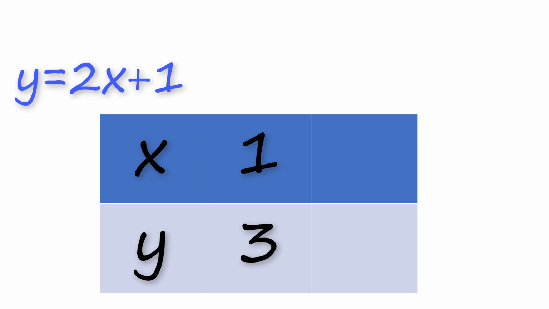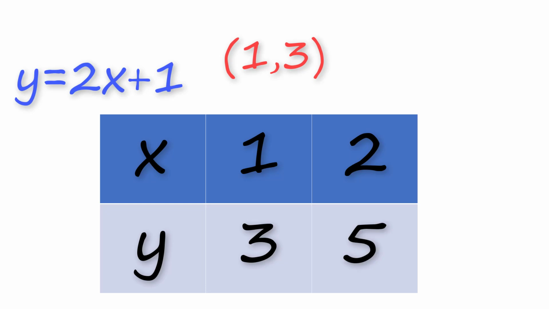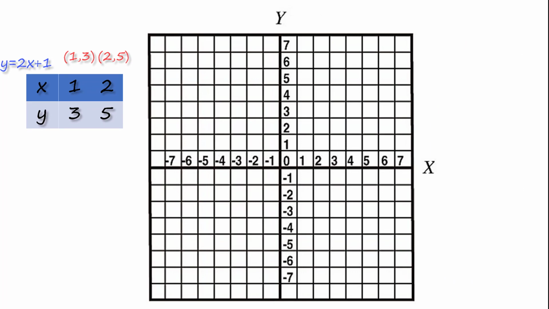Then we can make this into an ordered pair. Next, let's substitute x as 2. Then y will be 2 times 2 plus 1, which will be 5. And that's the next ordered pair. Now, we can use what we know about graphing ordered pairs to graph the function. At the end, it should look something like this.